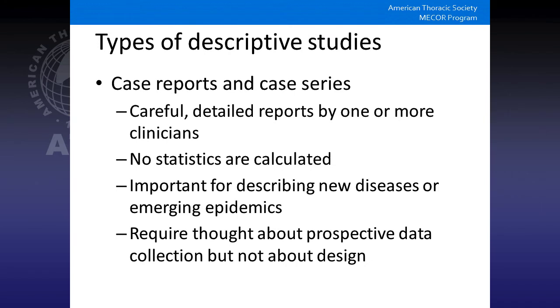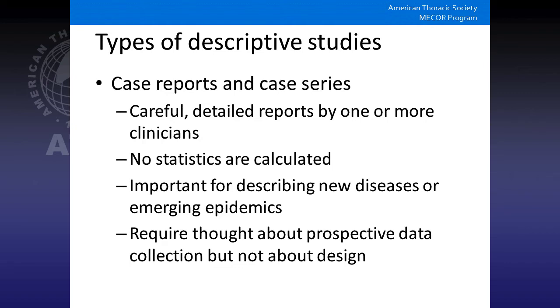So let's begin with case reports and case series. Again, a case report is a single case, whereas a series is a collected series of cases of persons, all of whom have the disease or the outcome of interest. In general, they are careful and detailed reports written by clinicians. Usually there are no statistics calculated, but sometimes we can talk a little bit about things such as the percentage breakdown between male and female or the average age. So some statistics may be calculated, but they're generally not a major part of the reports.